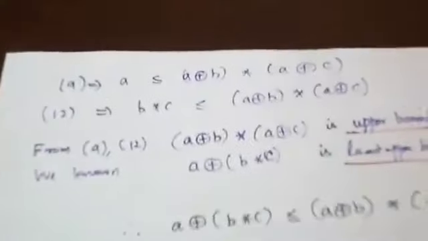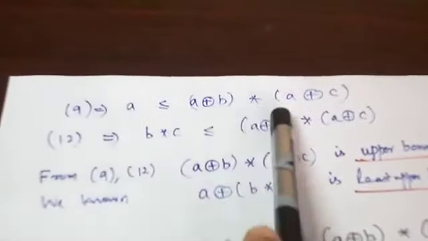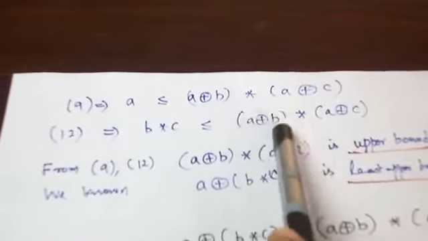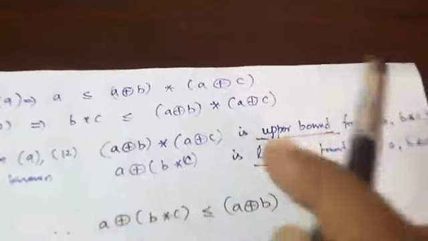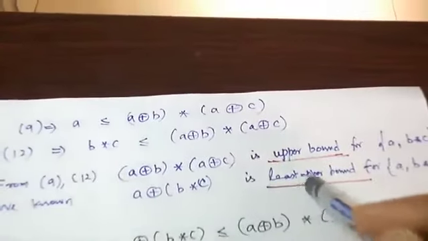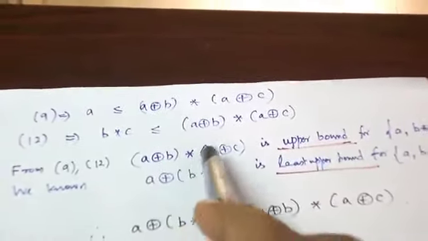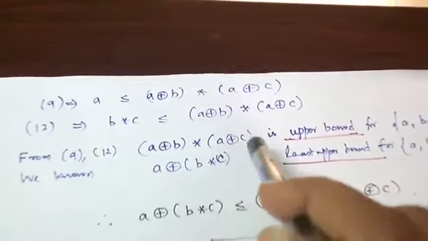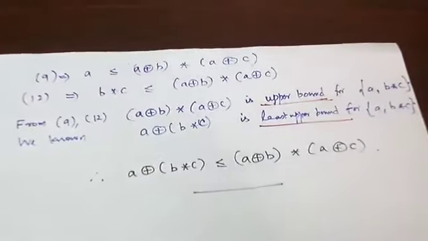Now combining 9 and 12, 9 and 12 are rewritten here. We can say (A + B) * (A + C) is the upper bound for these two elements A and B * C, and A + (B * C) is the least upper bound. When we compare, we will have A + (B * C) is less than or equal to (A + B) * (A + C). So this is the second distributive inequality. With this, the problem is over.